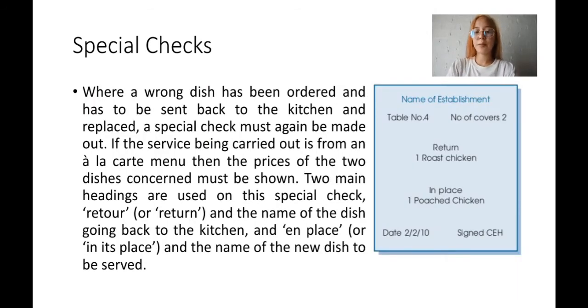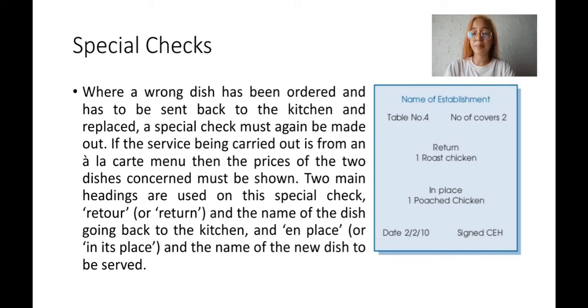So, next example is where a wrong dish has been ordered and has to be sent back to the kitchen and replaced. A special check must again be made out. If the service being carried out is from an a la carte menu, then the price of the two dishes concerned must be shown. Two main headings are used on the special check: retour or return, and the name of the dish going back to the kitchen, and in place or in its place, and the name of the new dish to be served.